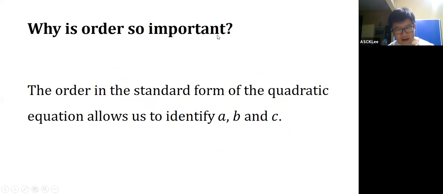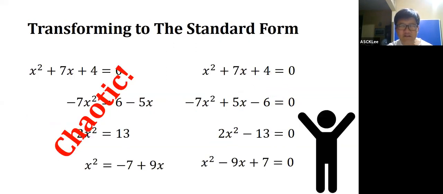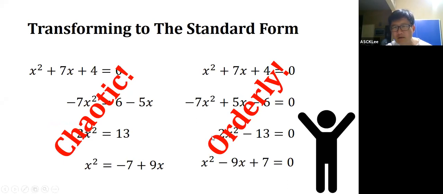Now the next question is this. Couldn't we have just left it in the chaotic form? Why did we have to make it orderly? This is nice too. It's chaotic and nice. What's wrong with being chaotic? What's so great about being orderly?